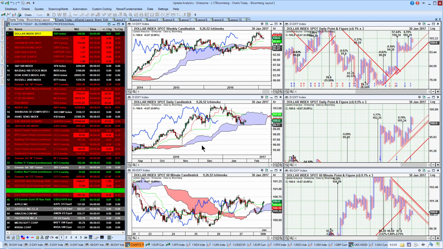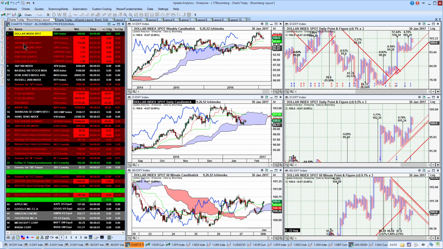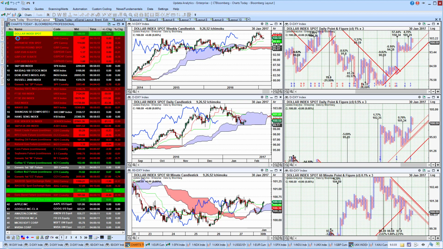And so for the moment, the dollar is staging a bit of a recovery, although we don't yet have any clear upside targets to speak of.